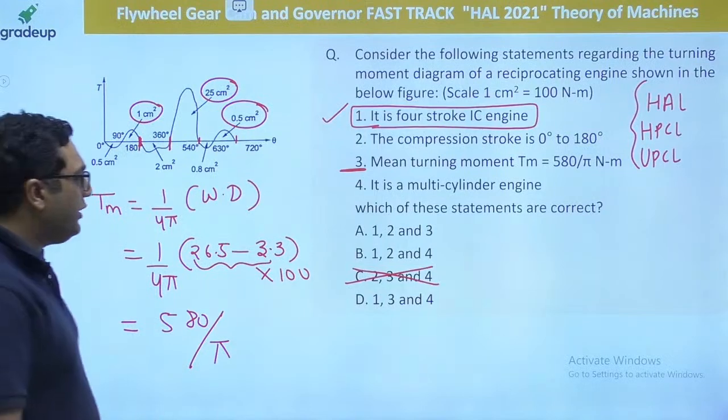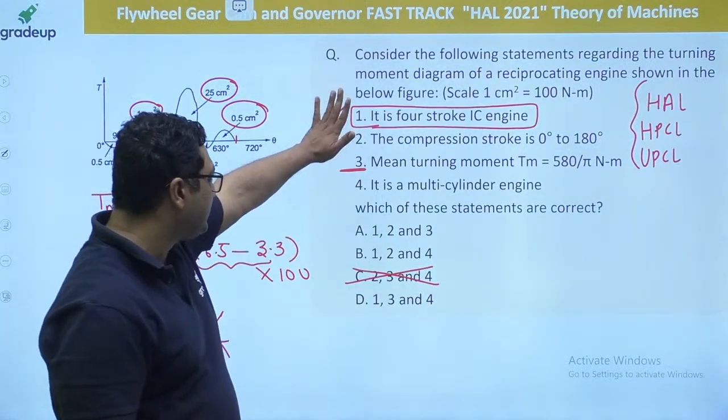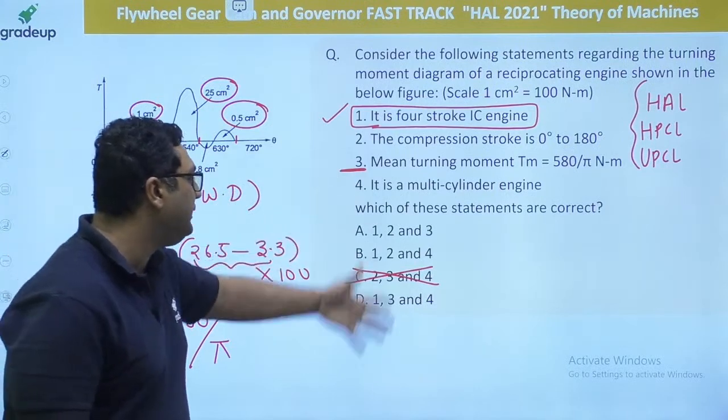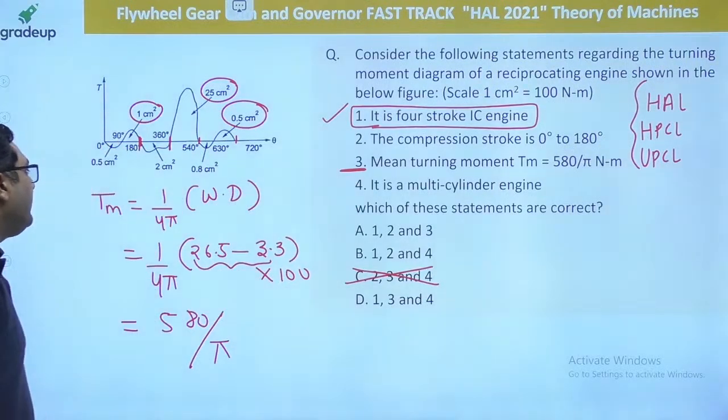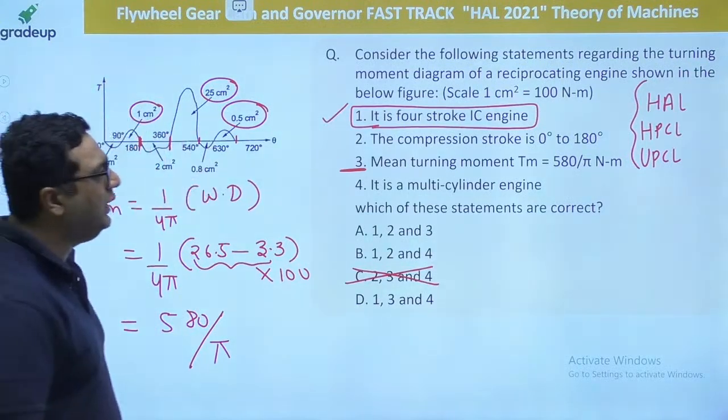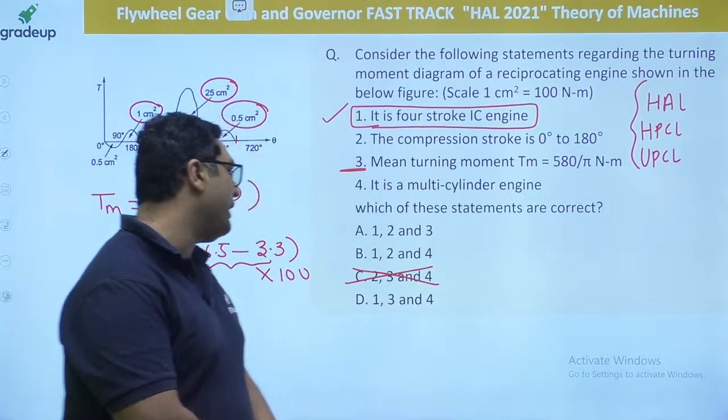So my dear, if you see, the first option is correct and the third option is correct. When they say it is a multi-cylinder engine, as per what we see, this is given for a single cylinder only. So obviously the fourth shall not be correct.